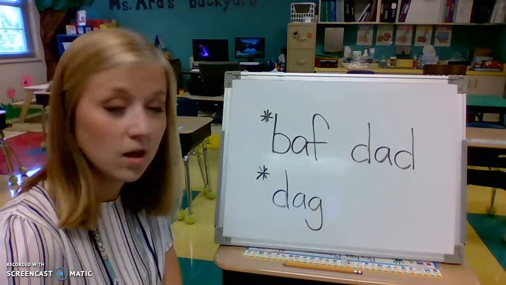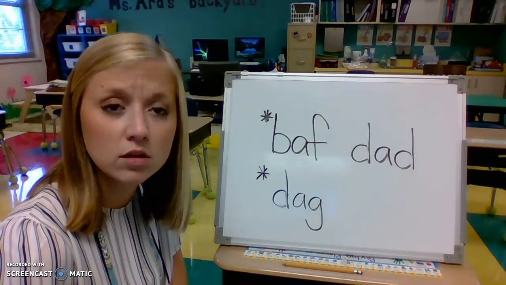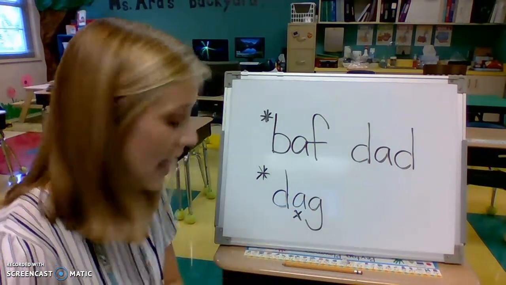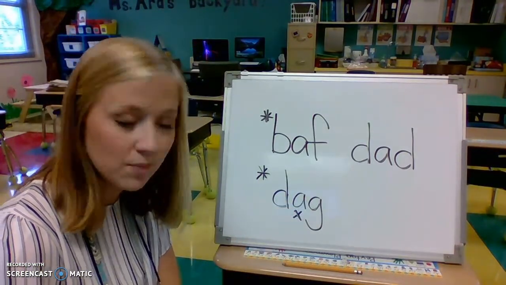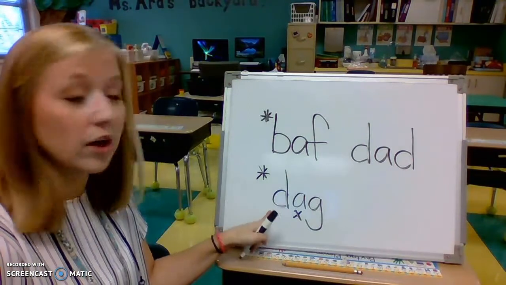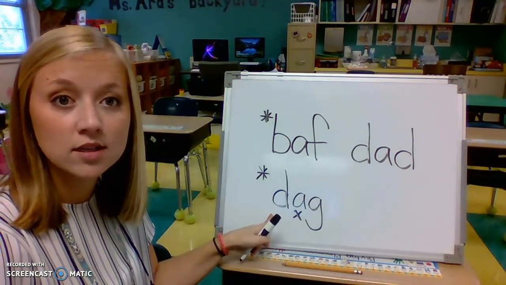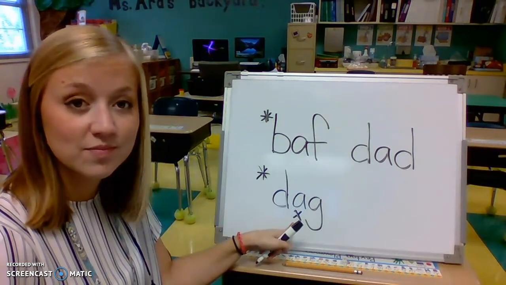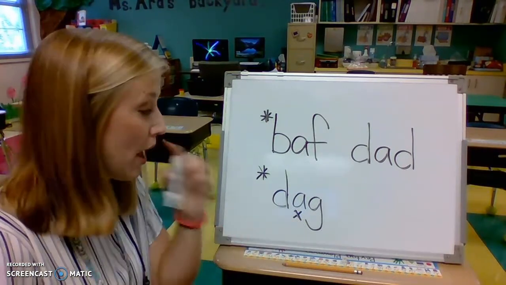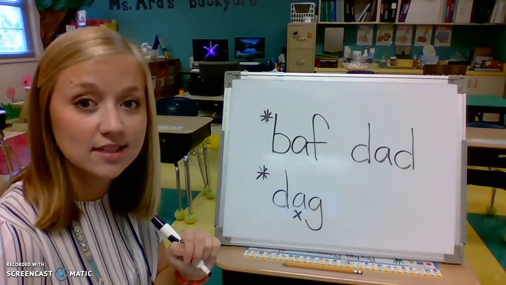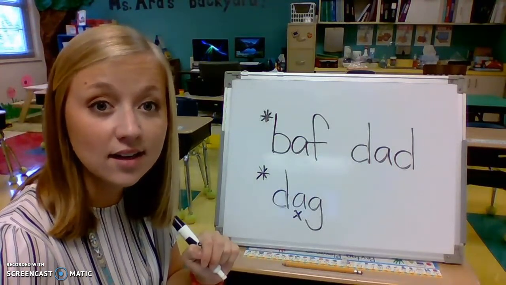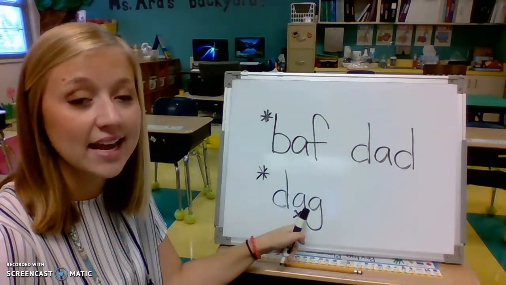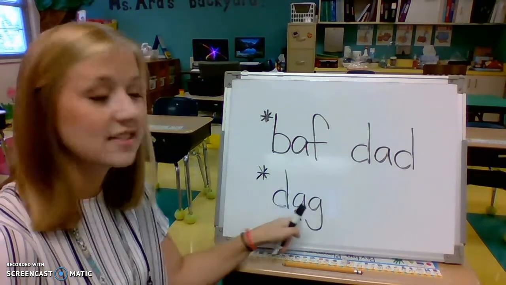D-A-G. What will we do next, boys and girls? That's right. We're going to mark our vowel with an X. Good job. What is the sound of the first letter of our word? D. What's the sound of our vowel? Ah, good job. And what's the sound of our ending consonant? G, good job.